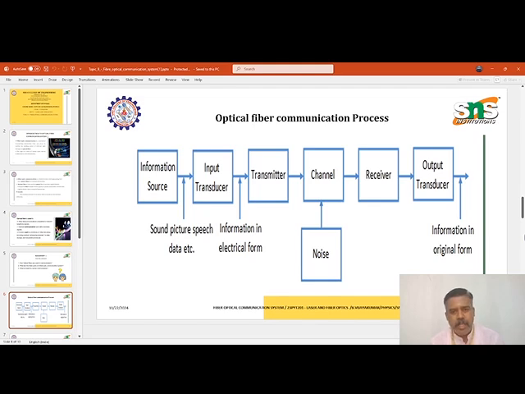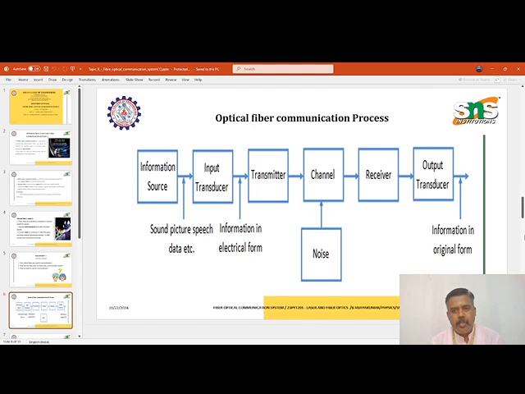Then it goes to the transmitter. Then the transmitter is connected to a channel. The channel is a medium. So the optical fiber is a channel. Then the channel is also connected to noise devices, so that any noise created in the channel changes the bandwidth of the signal.